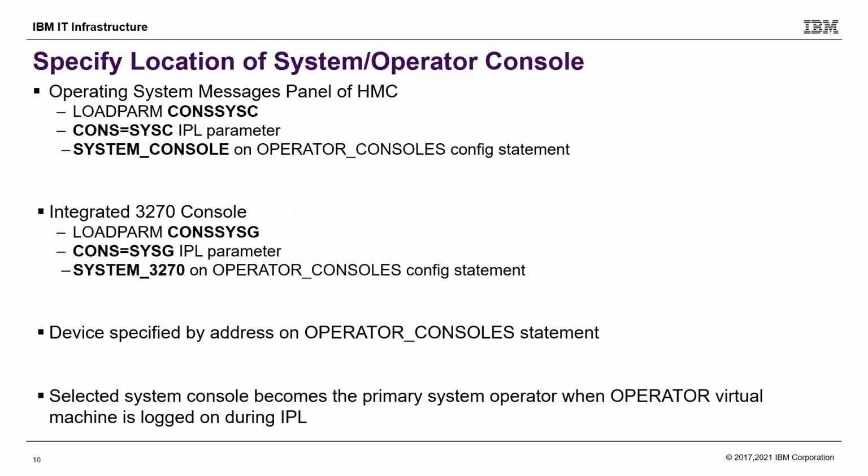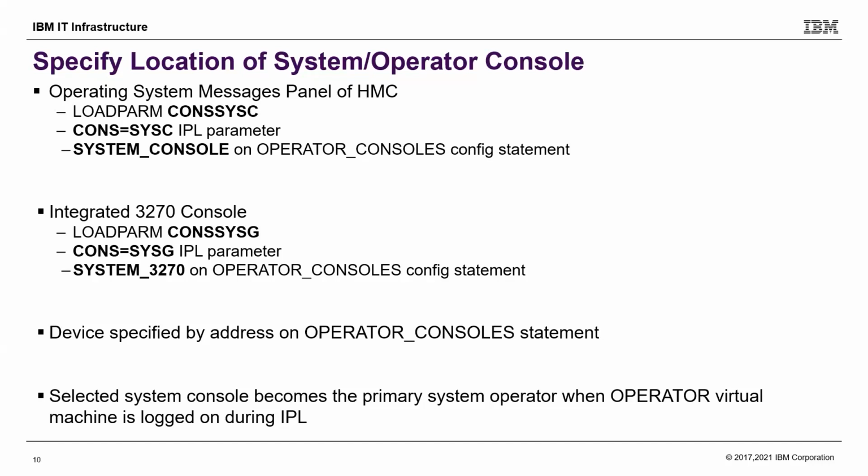You'll need to know and want to specify the location of your system console before you IPL, so that when you IPL, the system console appears where you want it to appear. It's good to know where this is in case you need to check things. The system console can be in the operating system messages panel of the HMC. It can be on the integrated 3270 console, or it can be on any other 3270 console session that's defined.